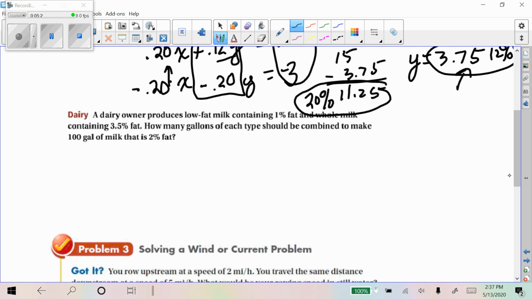All right, so go ahead, you're going to do this next problem. Remember that the decimal for 1% is 0.01. The decimal for 3.5% is 0.035 when you try to do this. All right, give it a shot, and I'll show you my work soon.